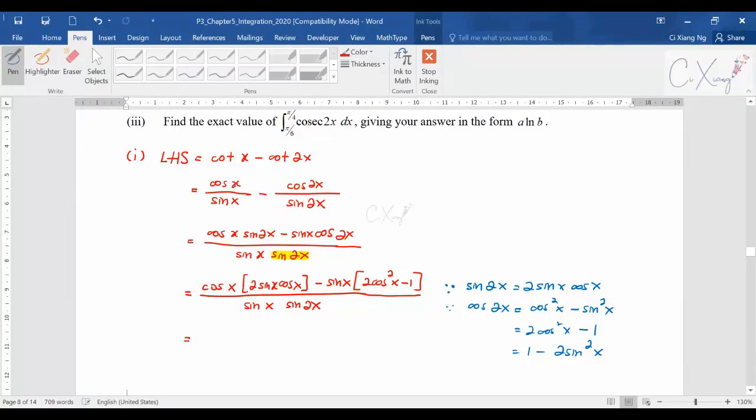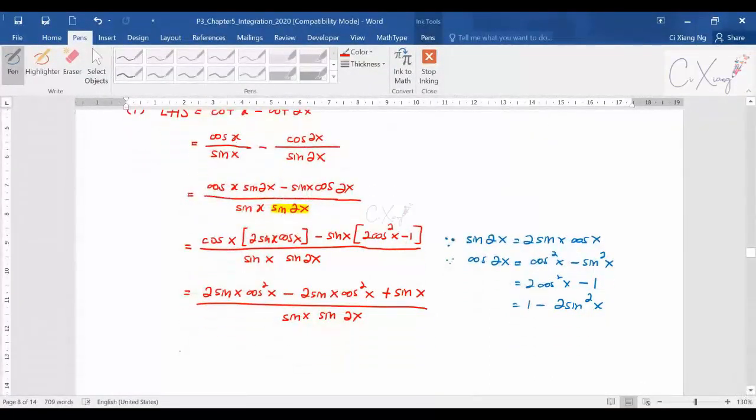When I combine everything here, I have 2 sine x cos square x minus 2 sine x cos square x, then minus sine x, divided by sine x and sine 2x. Sorry, I think I made a mistake here. This one should be a plus sign, right? Negative sine x multiplied by negative 1, you should get plus sine x.